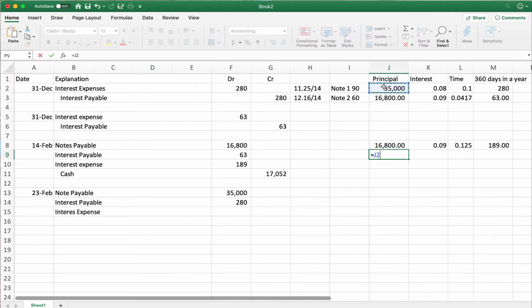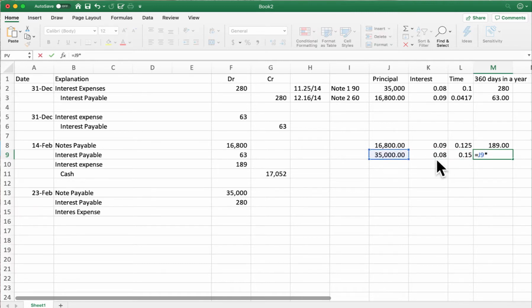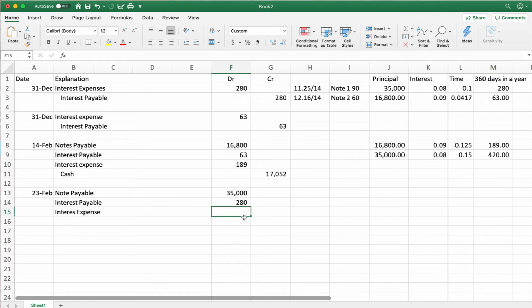Well, that's easy for us to do. I know my principal amount is $35,000. My interest rate is 8%. I need to figure out my time. Well, that's easy. Equals 54 days divided by 360. I get 0.15. So to figure out the interest expense that I incurred during 2015, I'm going to multiply principal amount times interest times time. And that should be $420, which it is. So I'm going to put that in my debit.